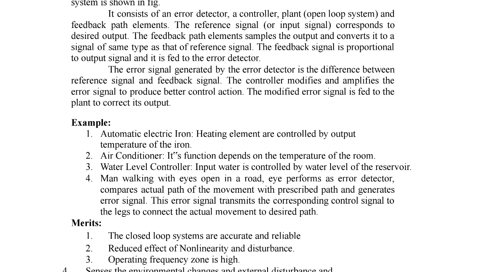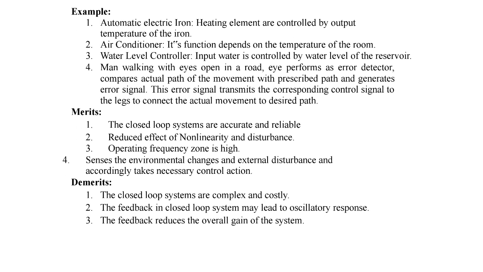Examples of closed loop systems are the automatic electric iron, air conditioner, and water level controller, like that. The merits of closed loop systems are that they are accurate and reliable, and reduce the effect of nonlinearity and disturbances. The operating frequency zone is high. The demerit is that closed loop systems are complex and costly. The feedback in a closed loop system may lead to oscillatory responses and also reduces the overall gain of the system.